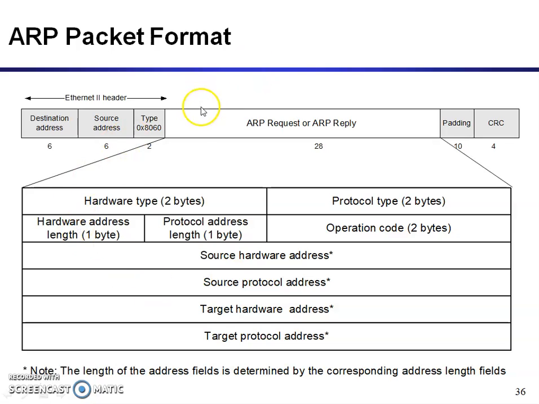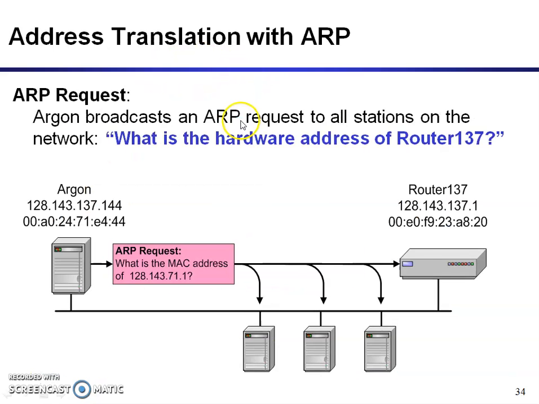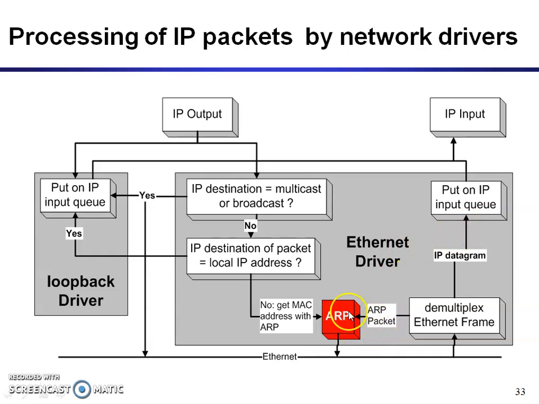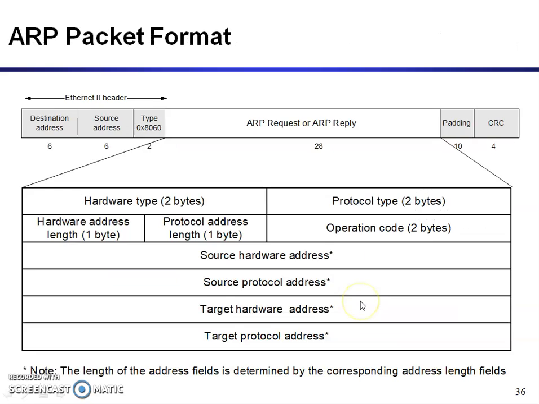And this is the entire format of ARP packet. So the packet here we have seen. This is the ARP packet, and this ARP packet has got the format which is shown on the slide. So it has got the Ethernet header, which consists of the destination address, the source address, and the type. And there is a padding and cyclic redundancy check for error detection and error correction. And this particular part, the 28 bytes, they are the part of ARP request or ARP reply. Either it can be ARP request or it can be ARP reply.